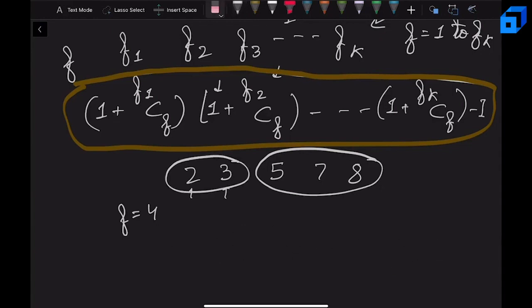And since we have sorted this frequency array, we can use binary search to find the first element which is greater than or equal to 4, which will be 5 in this case.